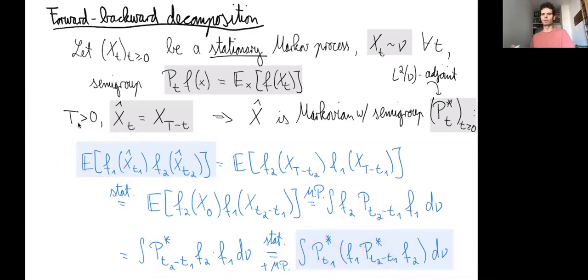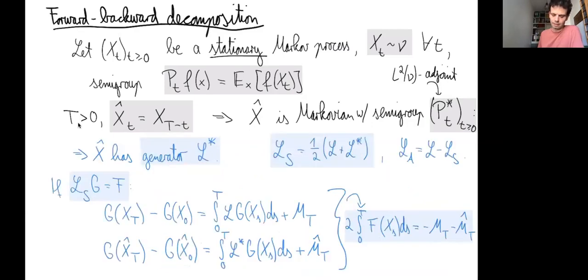So now you would have to do this n times, and then you would see that you really have the Markov property with these P stars coming in. And therefore, the X hat has the generator L star, because L star is the adjoint of L, the generator. So L is the generator of X and L star is the L2 adjoint of that. If you differentiate this adjoint semigroup, then you get the adjoint of the generator. And we now define the symmetric part of the generator as 1/2 (L plus L star). And the antisymmetric part would be L minus L star, but we don't really need this.